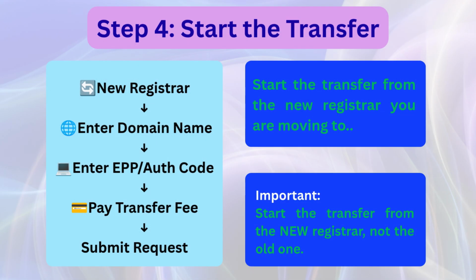Now it's time to start the transfer with your new registrar. Locate the domain transfer option. Enter the domain name you want to transfer and then provide the EPP or authorization code you obtained in the previous step. At this stage, you will normally be asked to pay the transfer fee. In most cases, the transfer fee also includes a 1-year extension of your domain registration period. Once the information has been submitted and the payment is completed, the transfer request will be sent for approval.